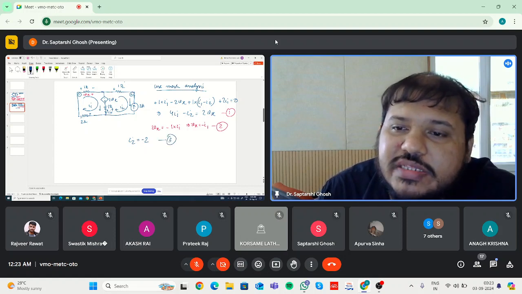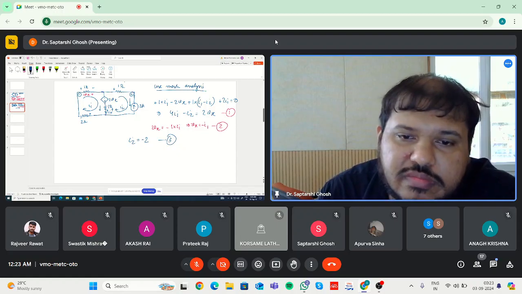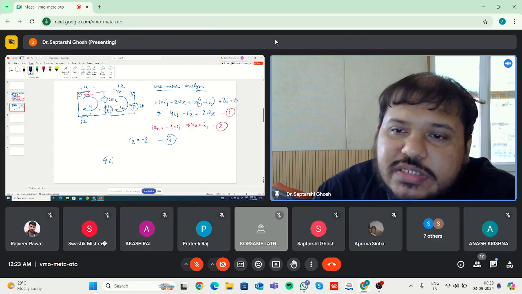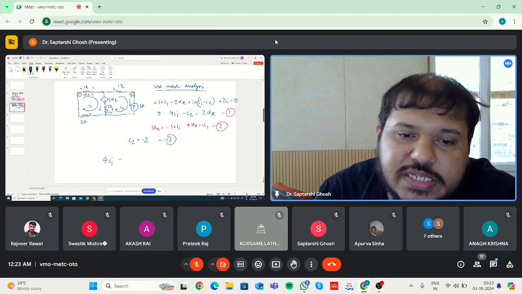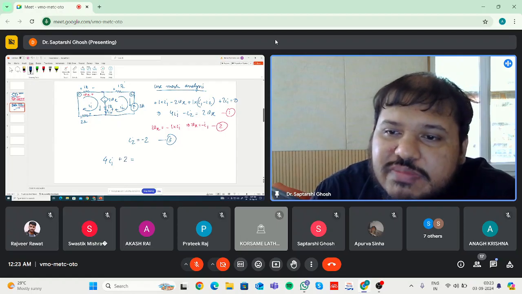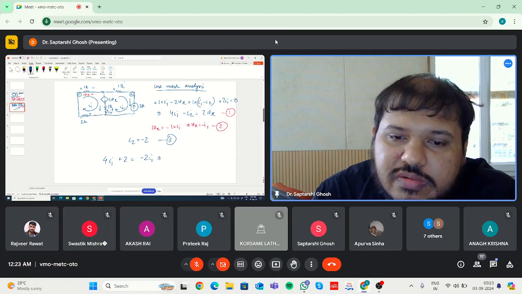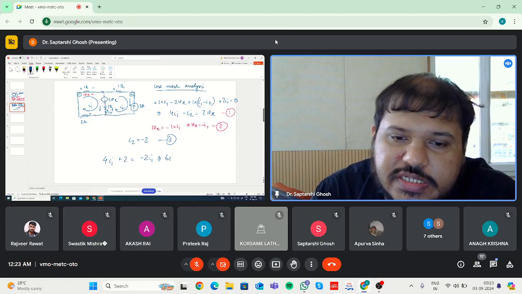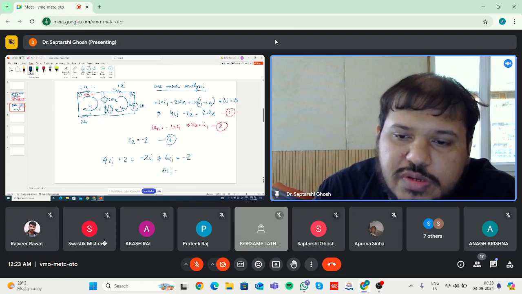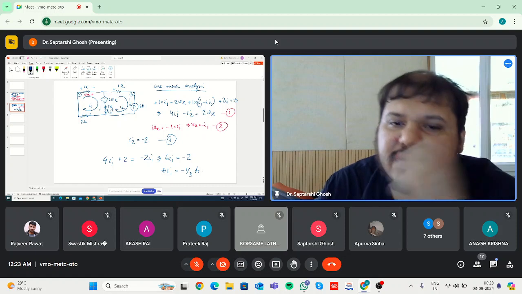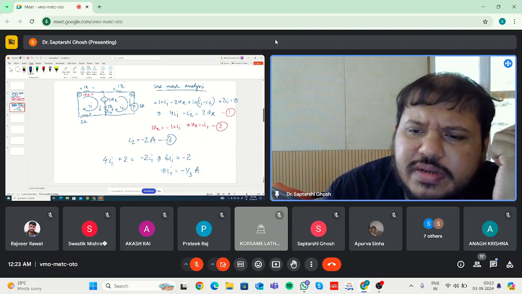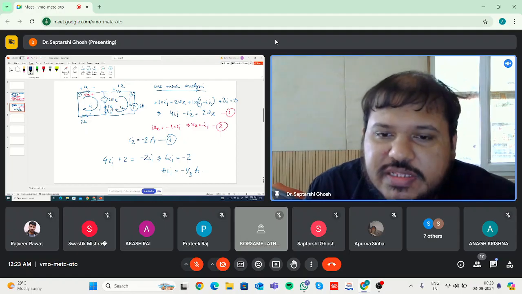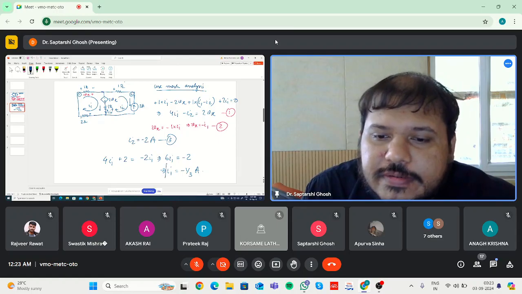So replacing equation 3 and equation 2 in equation 1, equation 1 will look like this: 4i1, I2 is minus 2, this minus minus sign will become plus, plus 2. And Vx is minus I1, so minus 2i1. So this will be 6i1 minus 2, so I1 will be equal to minus 1 by 3 ampere. I2 is minus 2 ampere, and I1 is minus 1 by 3 ampere.